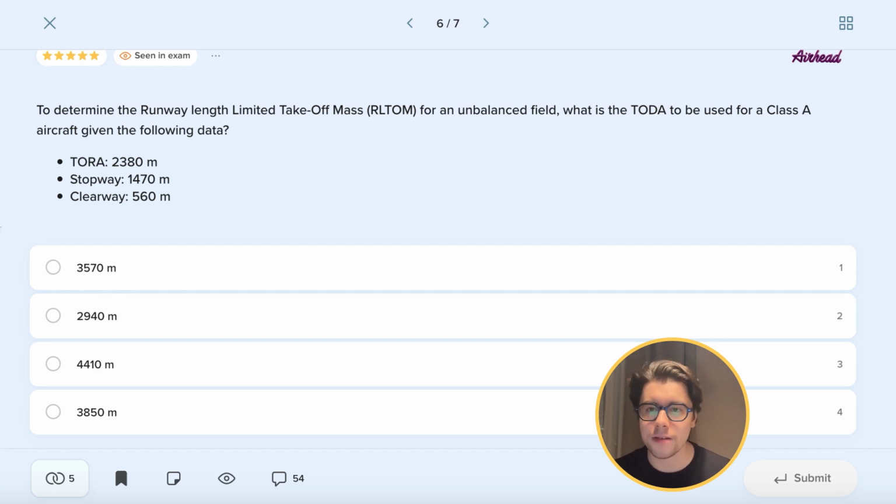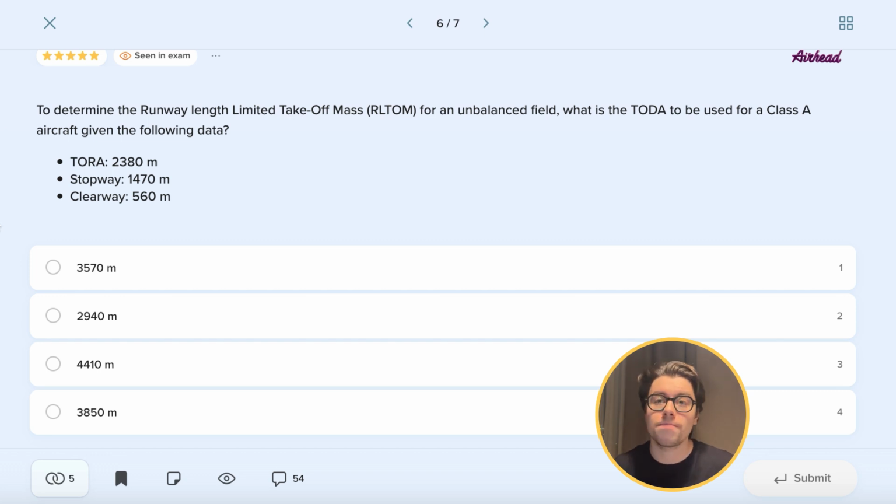The takeoff distance available is very simple to calculate. Of course, it's always our takeoff run available, which will include, for example, the displaced threshold. And then to this, we add the clearway. In this case, however, it is a bit tricky because the examiners have given us very crazy numbers. Practically, I don't think I have ever seen a stopway being longer than a clearway. However, that is the case here.